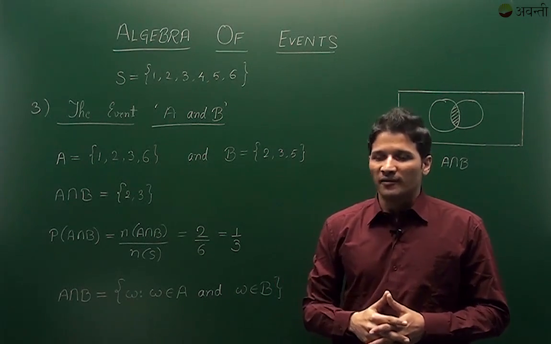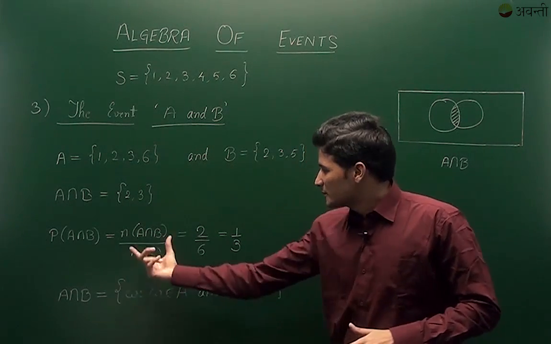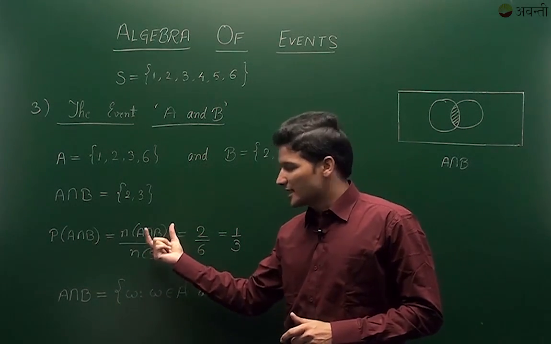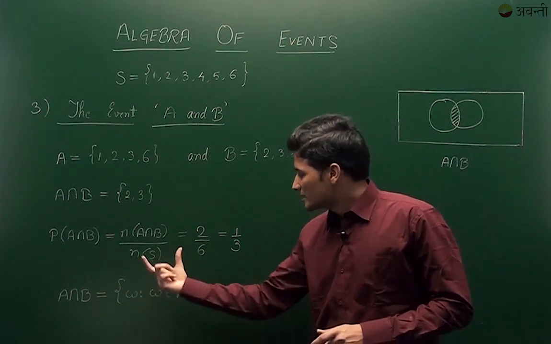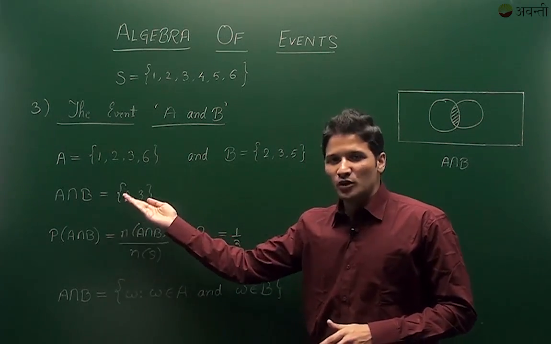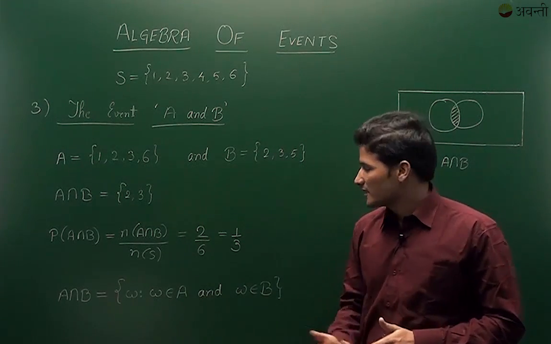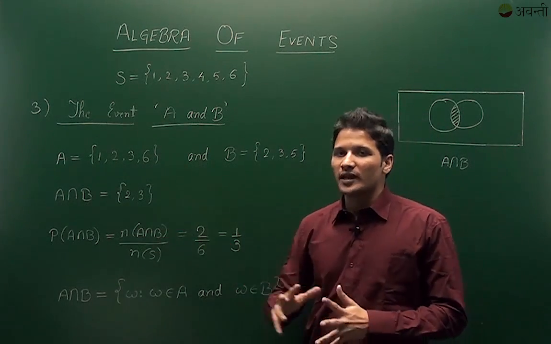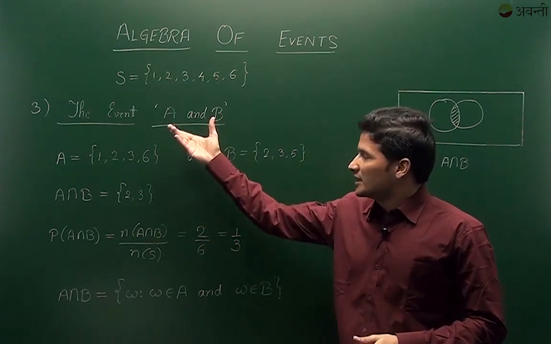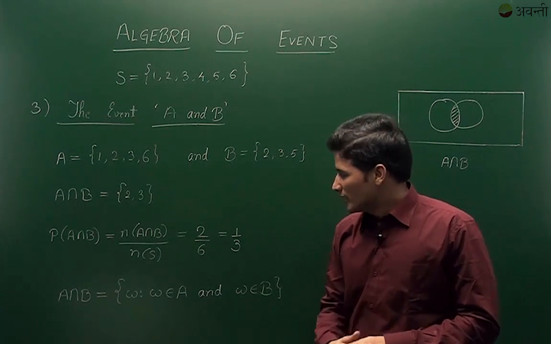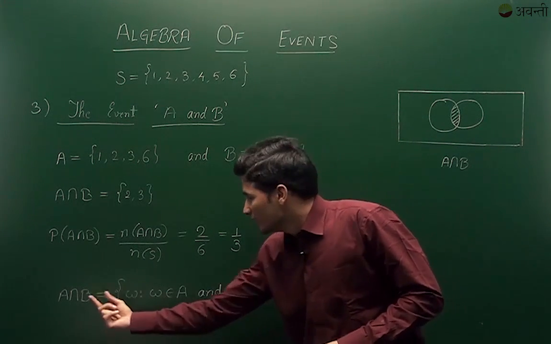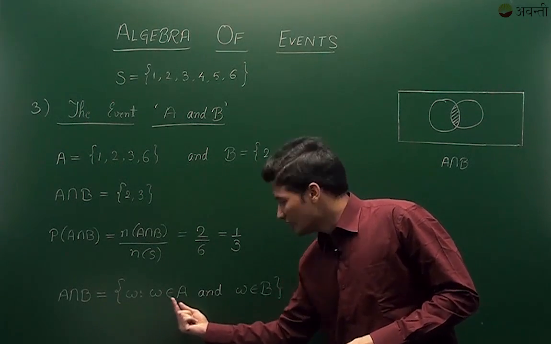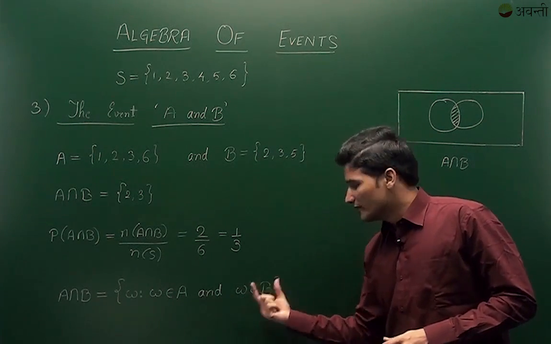And we can also find out its probability by using this expression, which is probability of A intersection B equals number of elements in set A intersection B divided by number of elements in sample space. In this set we have only 2 elements, and in set S we have 6 elements, so the probability will be 1/3 for this case. And we can also write this event in the form of set builder form. So in this case omega is an outcome of A and B, such that omega is an outcome of event A and omega is an outcome of event B.